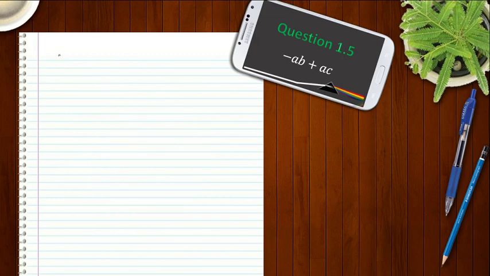Okay, 1.5: minus ab plus ac. So once again, here we have a negative in the first term, so it would be good to take out a negative. And then also both terms contain an a, so we take out an a. So for the first term, because we took the negative out, we are left with a positive b. And for the second term, because it was a plus, it's now going to be a negative. And then the a was taken out, and we are left with a c.